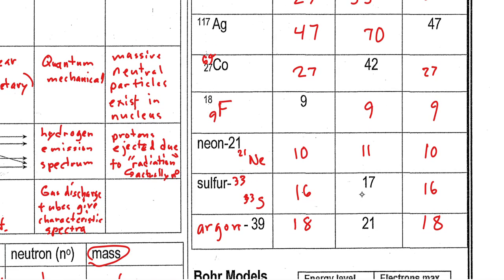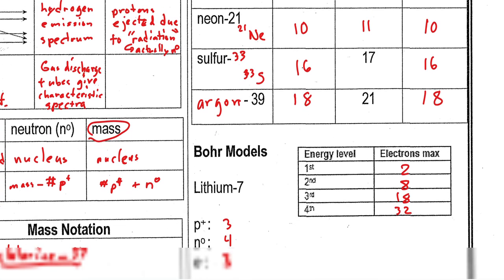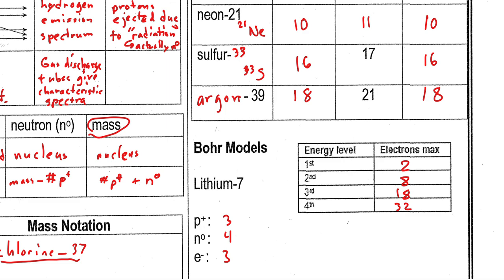Here's sulfur. We're given that it has 17 neutrons. Every sulfur has 16 protons, so that means its mass is 33. Here's argon. It tells us the mass is 39. It tells us the number of neutrons is 21. If you do the subtraction, you get 18. 18 tells us that must be argon, because the atomic number of argon is 18.